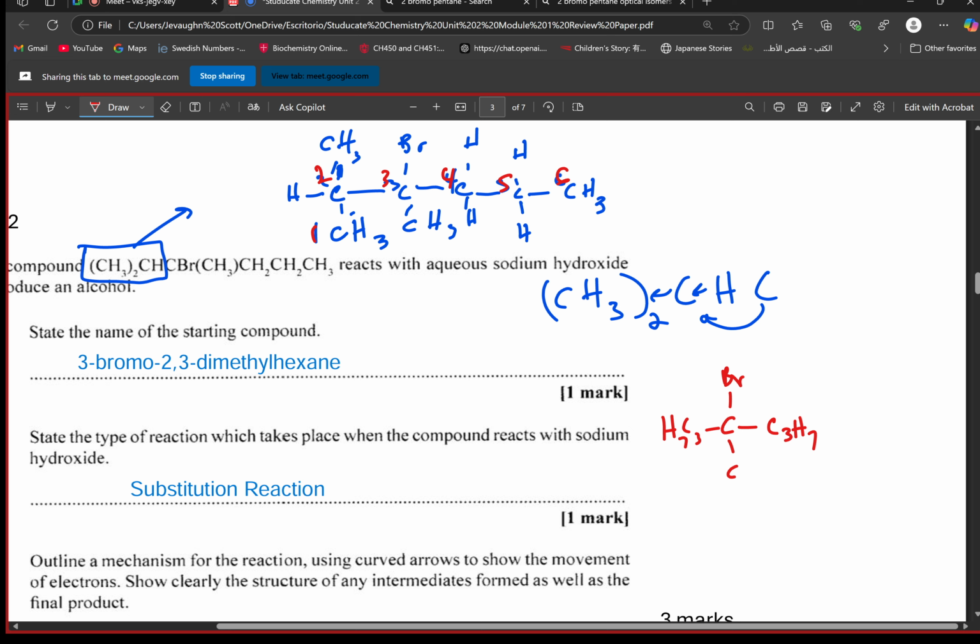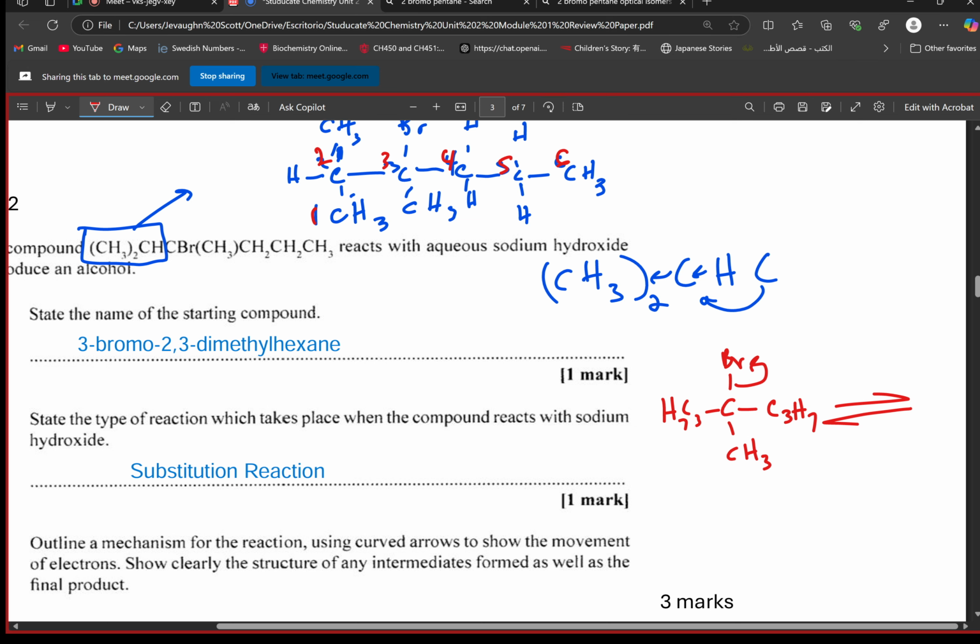Is this hexane? 1, 2, 3, 4, 5, 6. It is, it just looks weird, but I'm just drawing it out like this for simplification. Now the electrons in this bond move here, showing the slow step, which is an equilibrium step, and that is going to produce our carbocation.